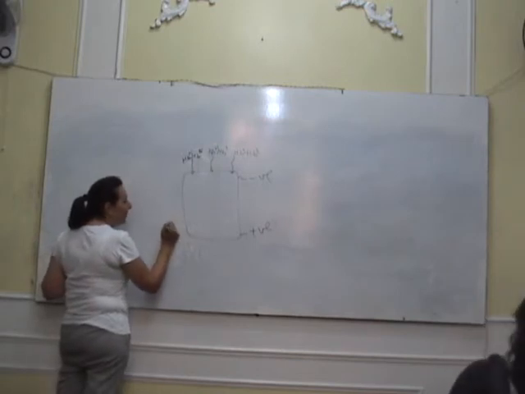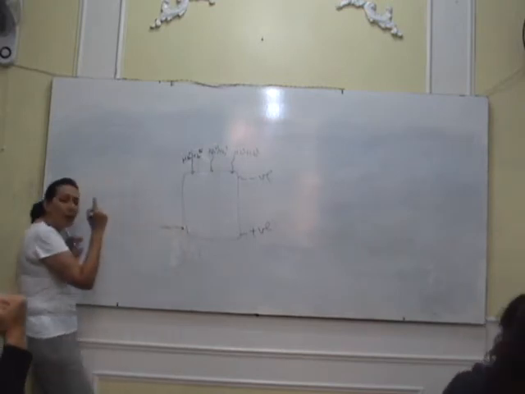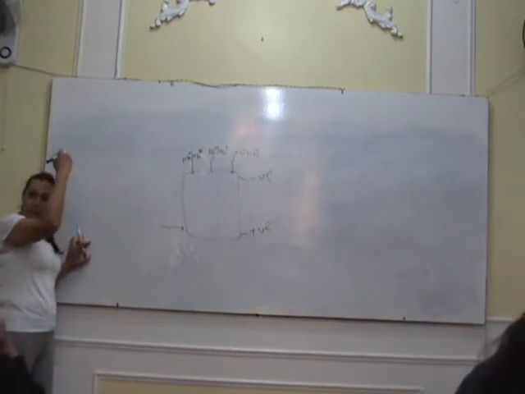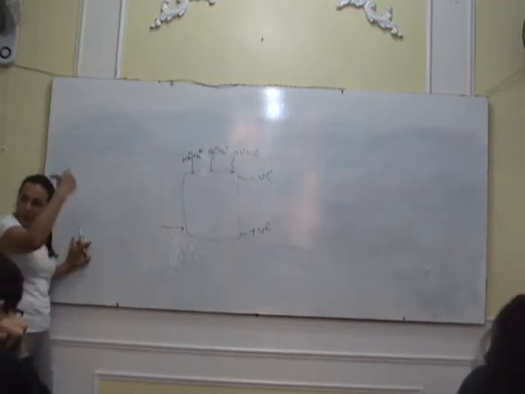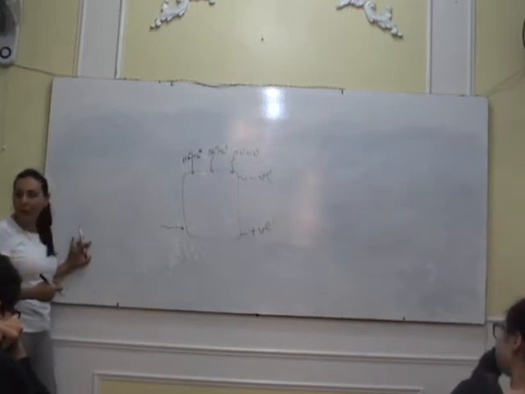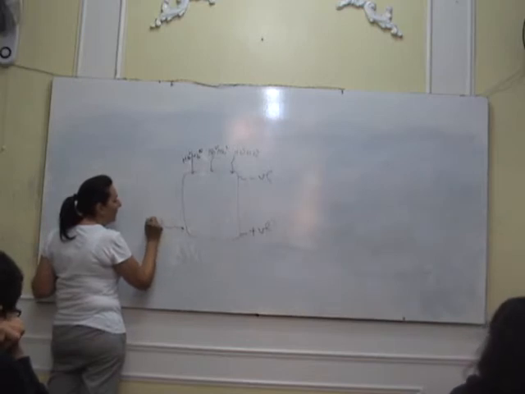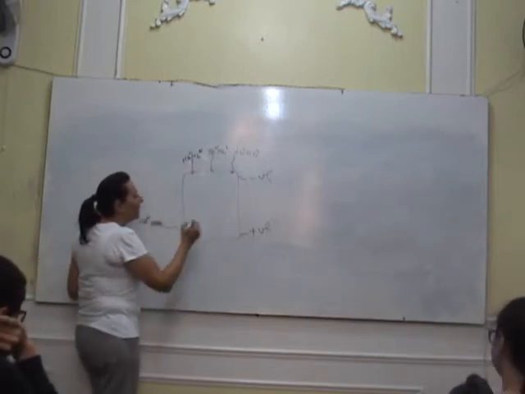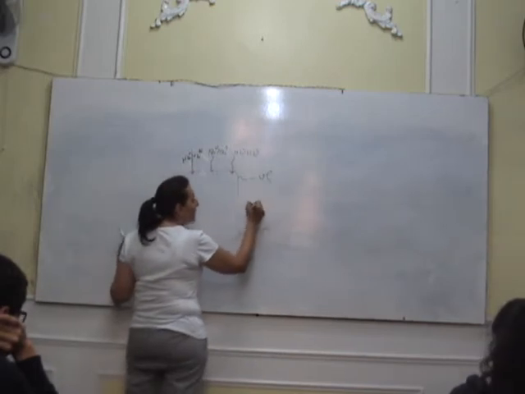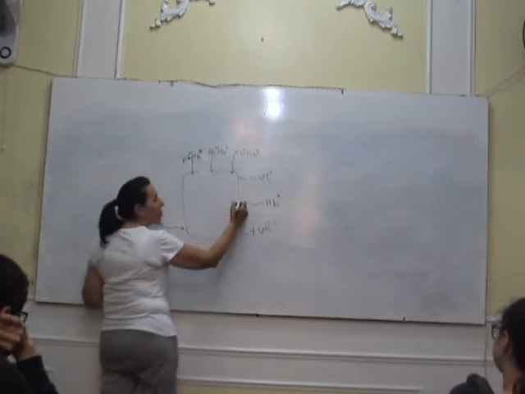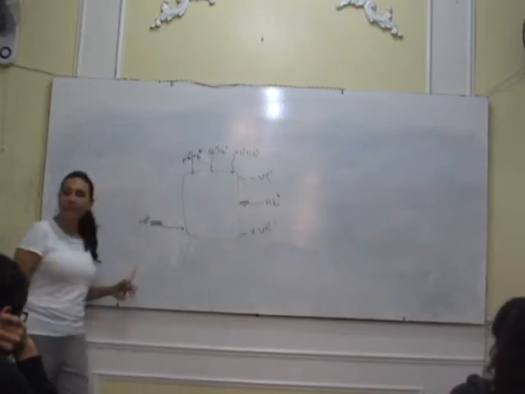المفروض ان النورمال هيموجلوبين has more charges. That a normal hemoglobin moves further towards the anode. The position that the normal hemoglobin بتبقى هنا. That's the position of the normal. The position بتاعت ال sickled بتبقى فوق شوية. That's the position of the sickled.